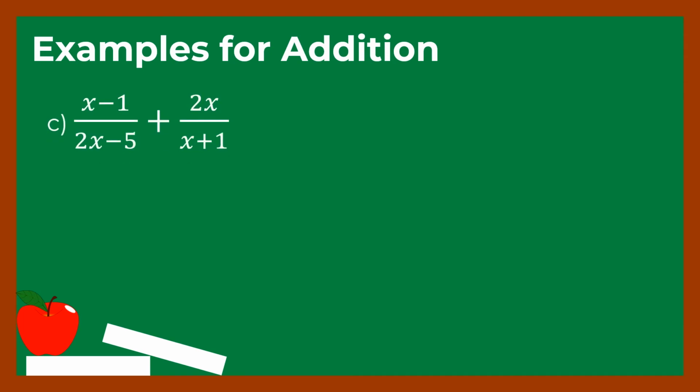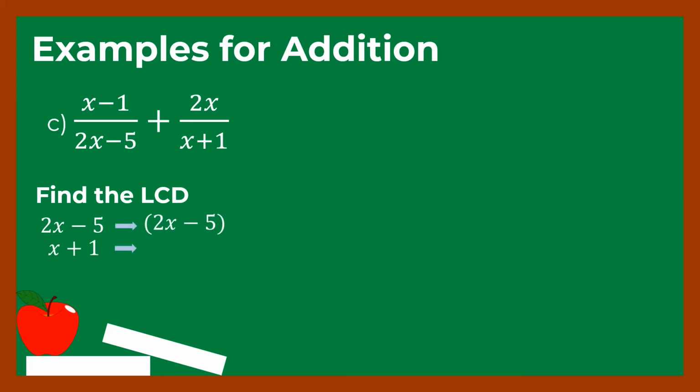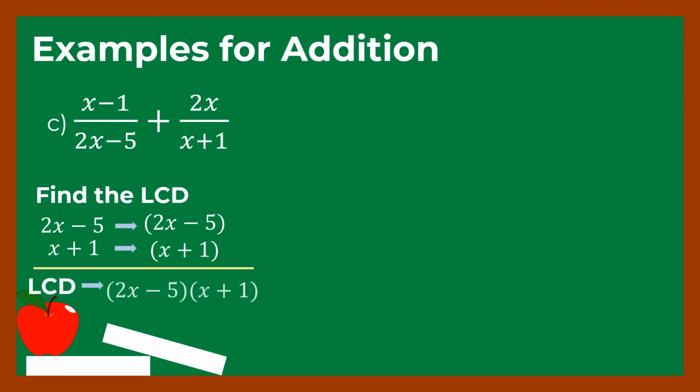So, we have here x minus 1 all over 2x minus 5 plus 2x all over x plus 1. So, since they are dissimilar, the first step is to find the LCD. So, we have here 2x minus 5 and x plus 1. The factors of 2x minus 5 is 2x minus 5 and 1. And ang factors ni x plus 1 ay x plus 1 and 1. Ibig sabihin, yung LCD natin will be just bring down the 2x minus 5 times the quantity of x plus 1. So, ito yung LCD natin.